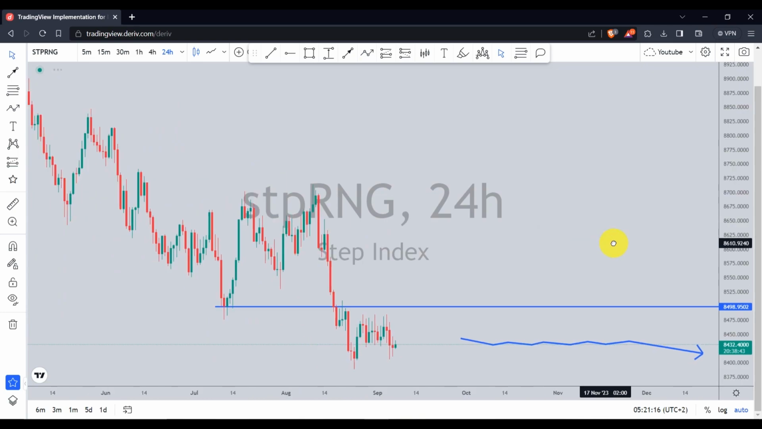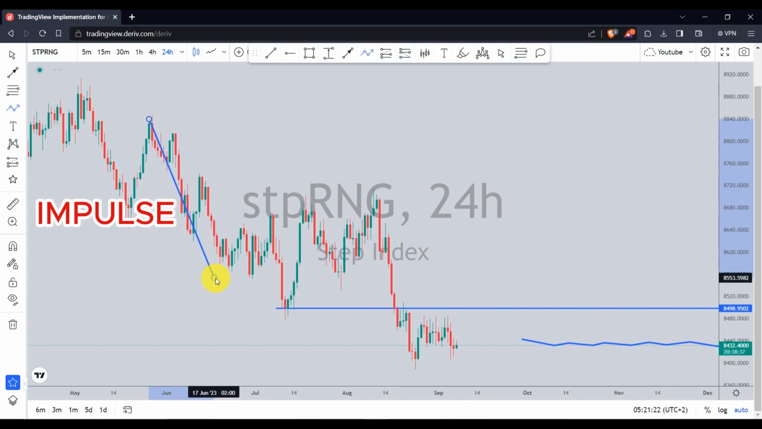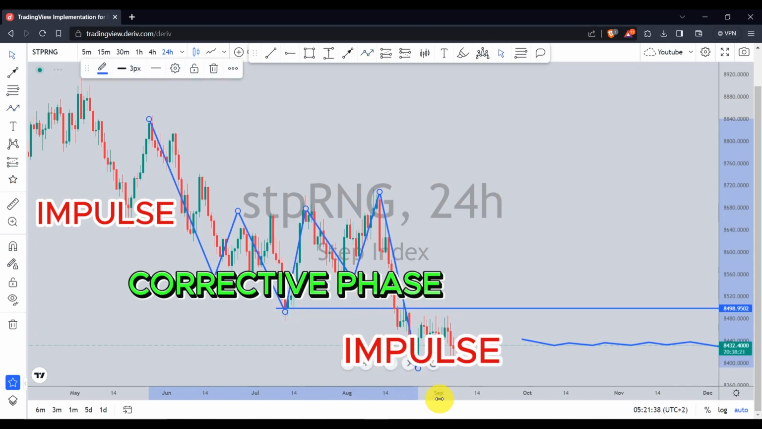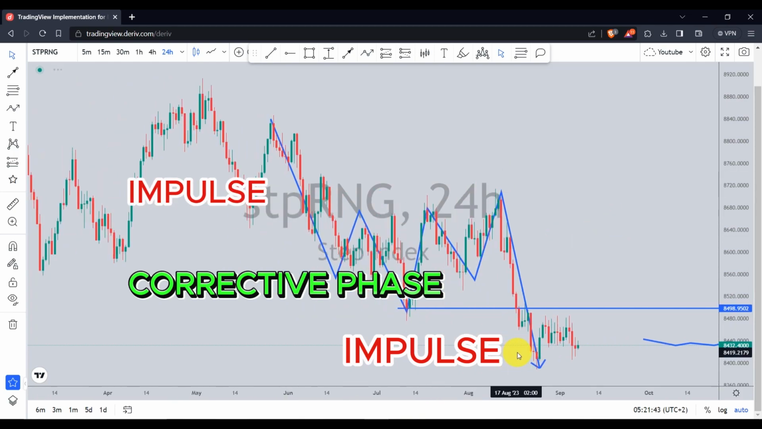Heading back to our charts, you can see right here that the market previously was in an impulsive phase. Then it failed to break this structure and started to make a corrective phase like this, before actually breaking this structure right here to form another impulsive phase. Now, this impulsive phase is what we could have traded on the lower time frames only.